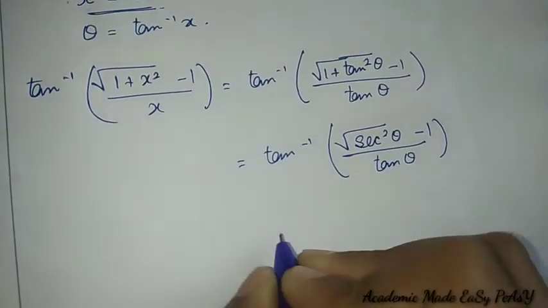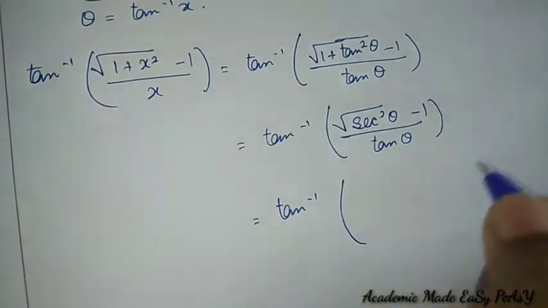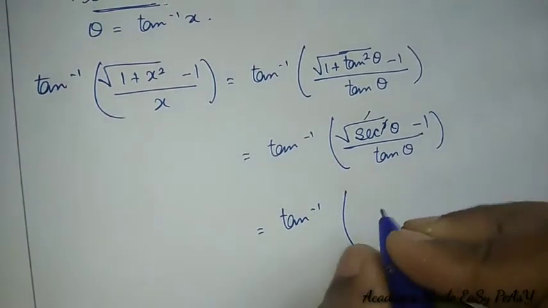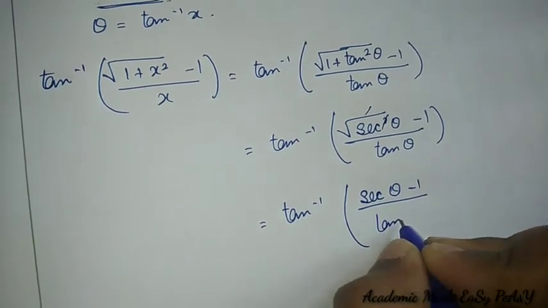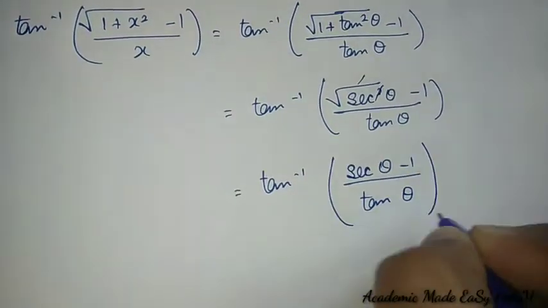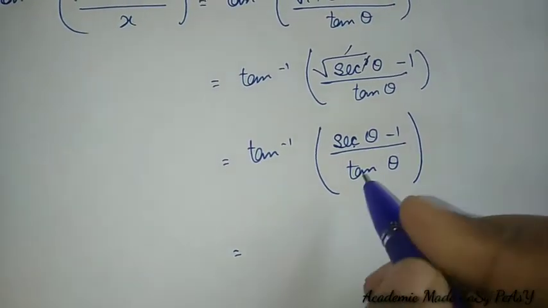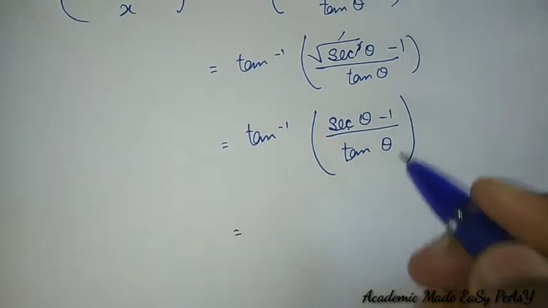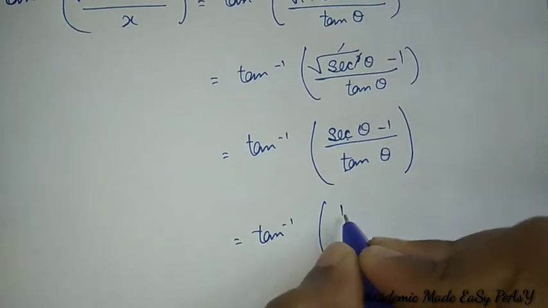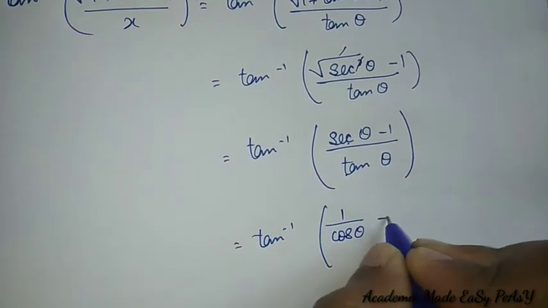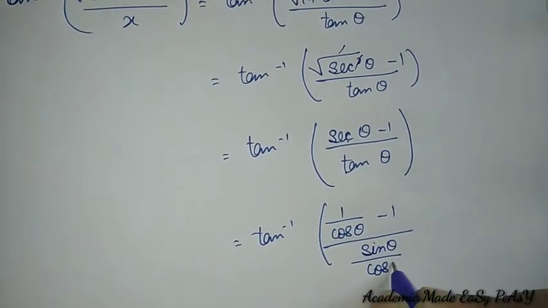In the next step, I will be having tan inverse of root of secant square theta, the square and square root get cancelled. So secant theta minus 1 by tan theta I will have. What is secant theta? 1 by cos theta is secant theta. What is tan theta? Sin theta by cos theta is tan theta. So therefore tan inverse of 1 by cos theta minus 1 divided by sin theta by cos theta.